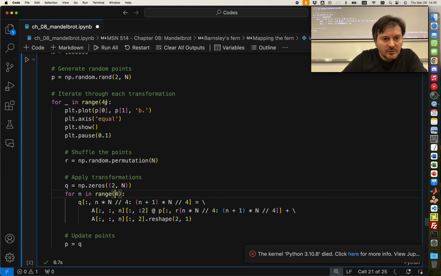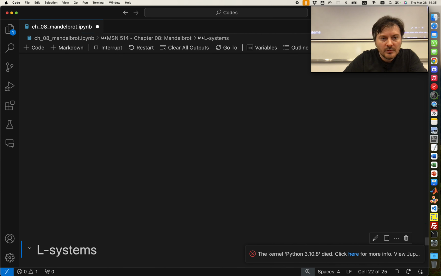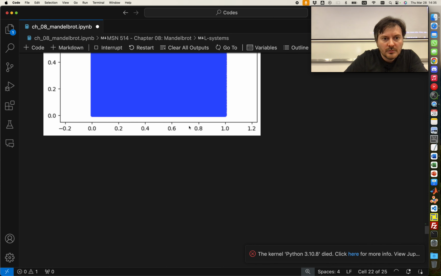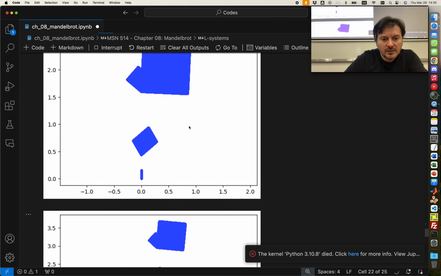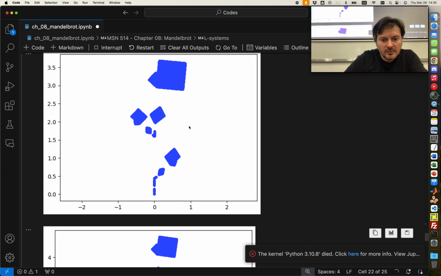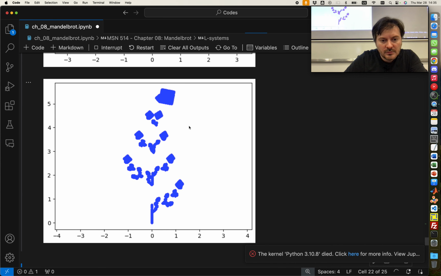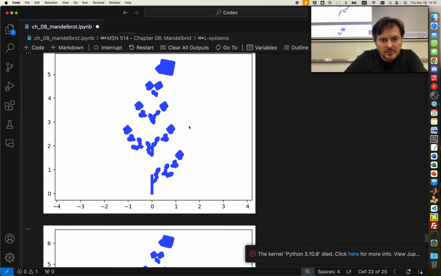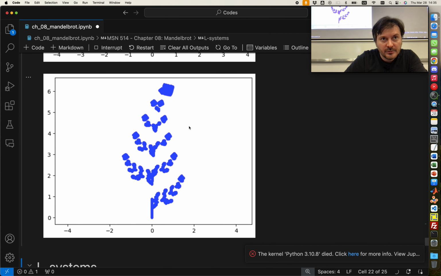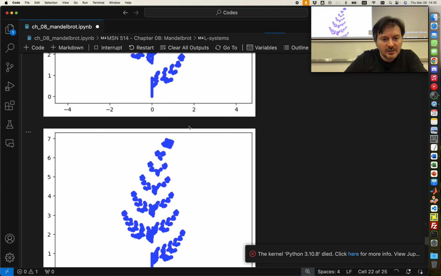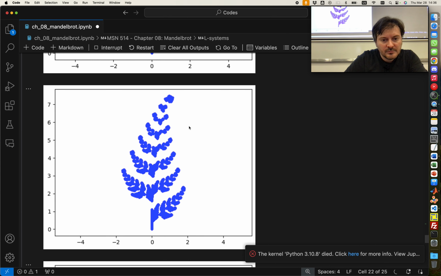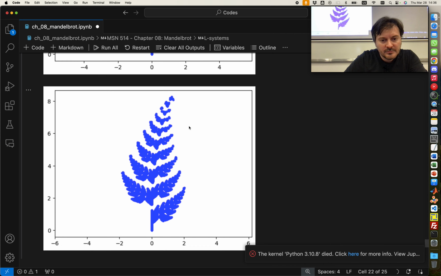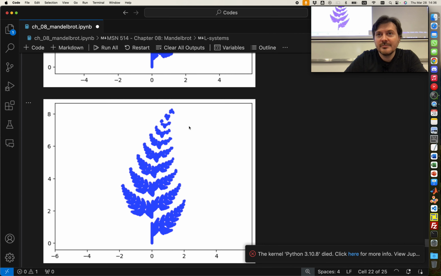Let's do it 10 times. Square, then this thing, then that thing, then that thing, then this one. Gets closer and closer to the fern as you keep doing this mapping. Okay. I hope you are happy. Yes?